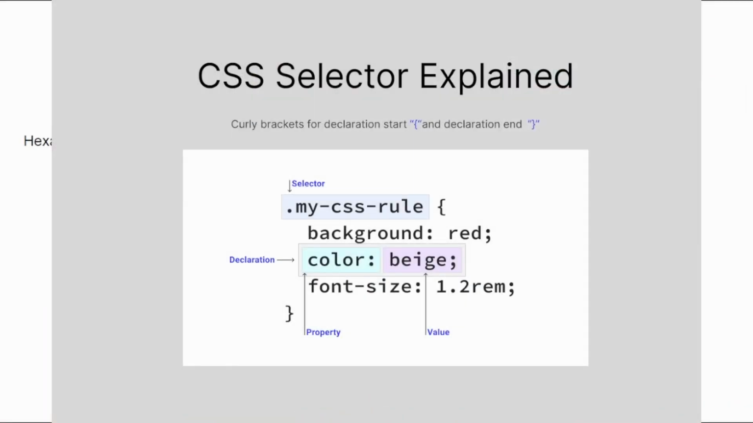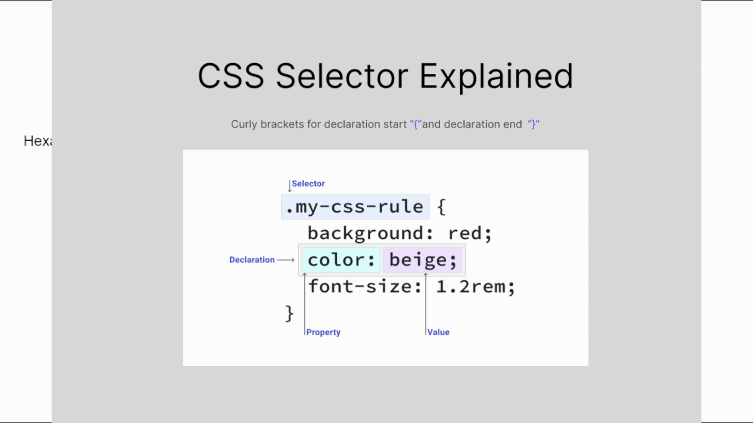Here is a slide explaining the parts of a CSS rule. You start off with a selector, which in this case is a class, but it can be an element or an ID. And then you have curly brackets, and inside the curly brackets you have the actual rule, and then you have a colon and then the value, and at the end you have a semicolon as a separator to end the declaration.